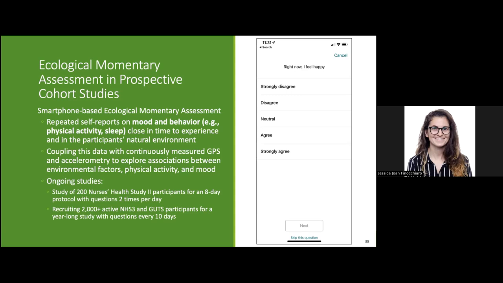So we have a few studies with this. First, we have a study in the National Cell 72. These are about 65-year-old participants. They took an 8-day sampling where they answered questions twice a day. So we have the GPS data, and we have the responses.